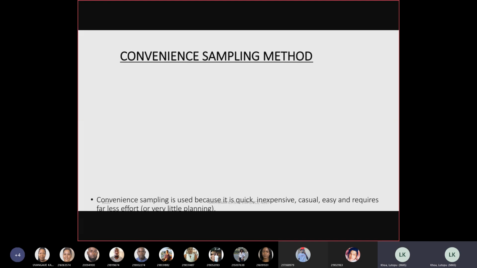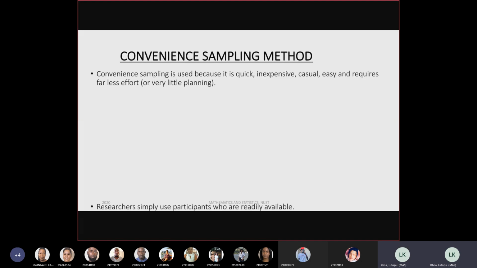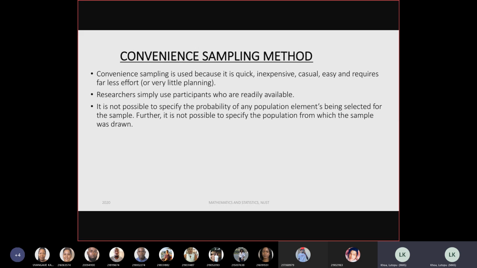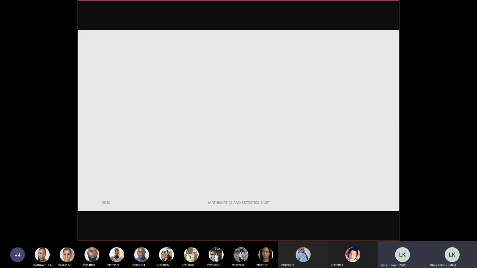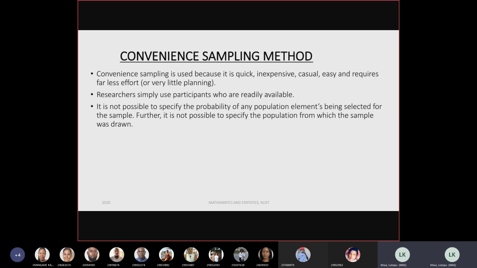Okay, so with convenience sampling, just like the name suggests, you do this because it is quick, it's inexpensive, it's casual, and it doesn't require very much effort. Researchers use participants that are readily available. So you're doing it at your own convenience. Maybe you are only able to collect data after 5, after work, then that is when you sample a population. So it is at your convenience.